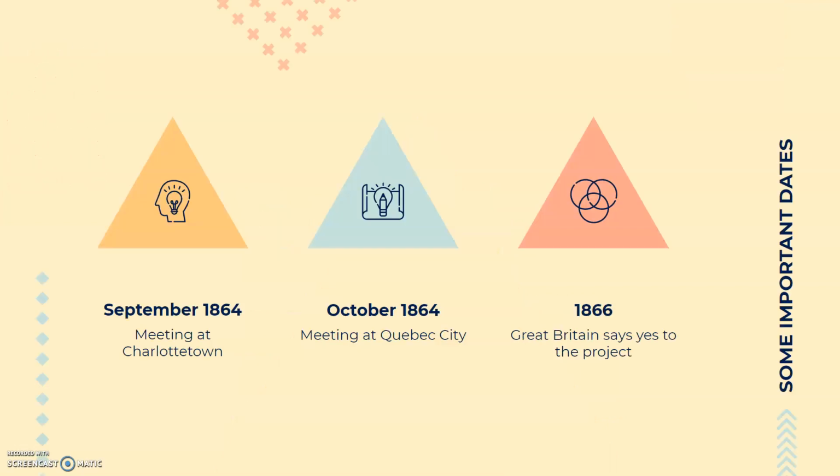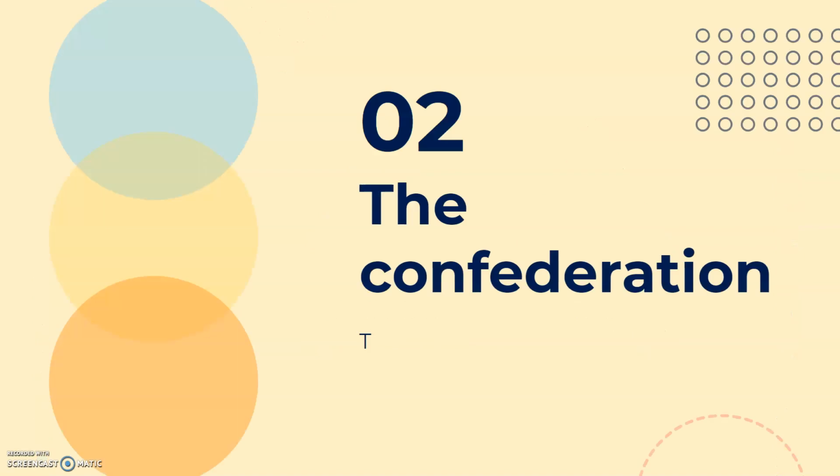So these are some of the important dates. So in September 1864 is the first meeting at Charlottetown. 1 month later, in October 1864, there's a second meeting in Quebec City. And then in 1866, Great Britain says yes to the project. Great Britain says, okay, you can unite all the colonies together and create what we call a dominion.